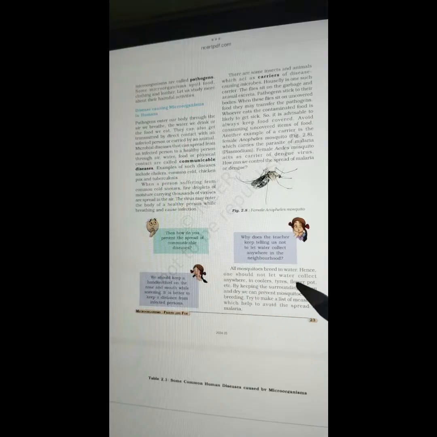All mosquitoes breed in water. Hence, one should not let water collect anywhere in coolers, tires, flower pots, etc. By keeping the surroundings clean and dry, we can prevent mosquitoes from breeding. Try to make a list of measures which help to avoid the spread of malaria.